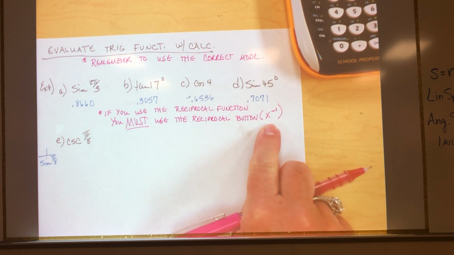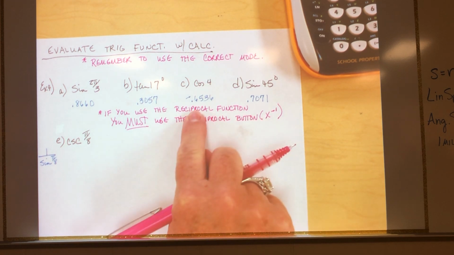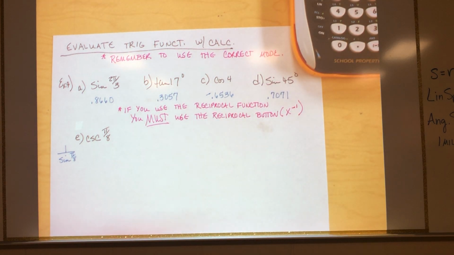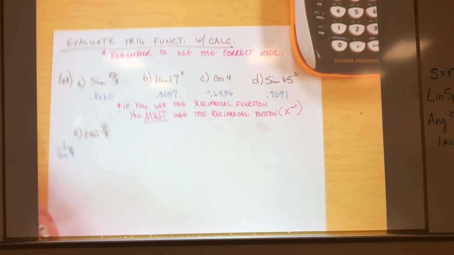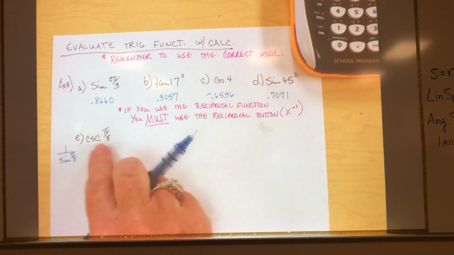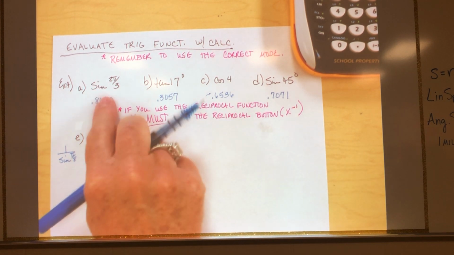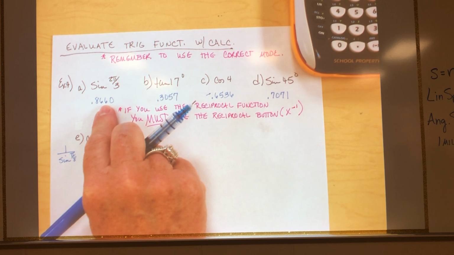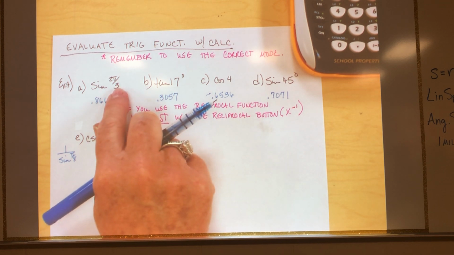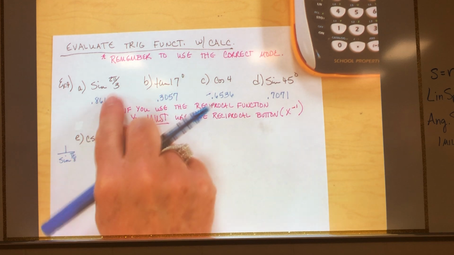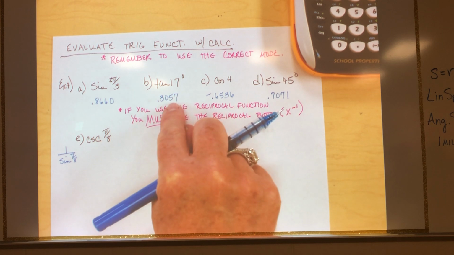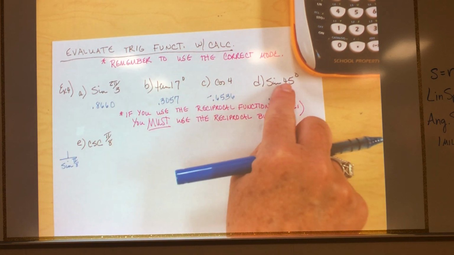When am I going to use the reciprocal button? When you use the reciprocal function. Now, I'm going to tell you this right now, and we're going to write it down after we do it. Let's look at these two right here. One of these is a number, we can call it a side, and one of them is an angle. An angle and a side.